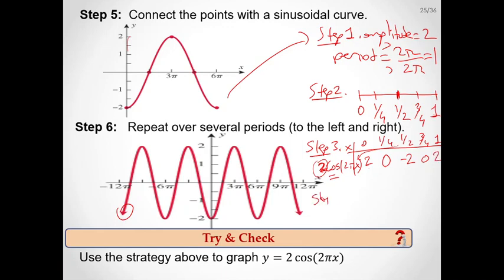And then step 4 is you're plotting the points now: 0, 2, and 1 over 4, 0, and then 1 over 2, -2. Sorry, this -2 is here. Maybe I should do them with another color. So at here, and then at 3 over 4 will be 0 again, and then at 1 it will have 2 again. So it will be something like this.